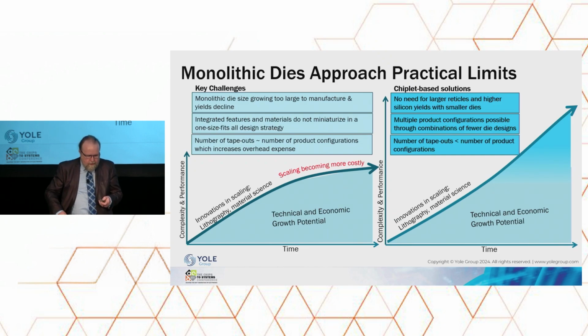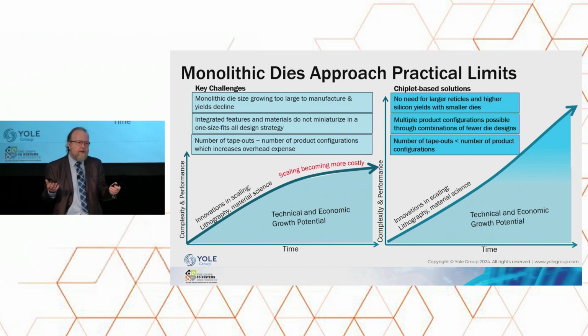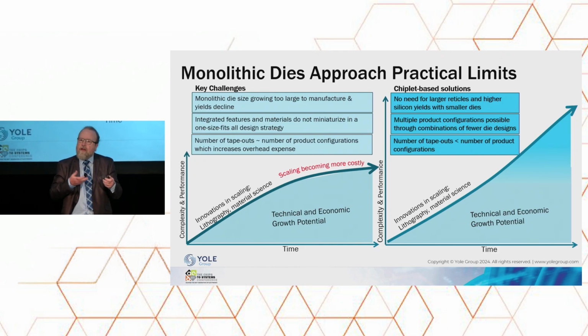So the integrated features and the materials don't miniaturize as evenly on a large monolithic solution. If you have a mixture of memory, a mixture of processor logic, you may even have some analog or RF components, or desire to bring in optics to the chip directly, you're limited in a monolithic chip basically by the least common denominator in terms of process geometry.